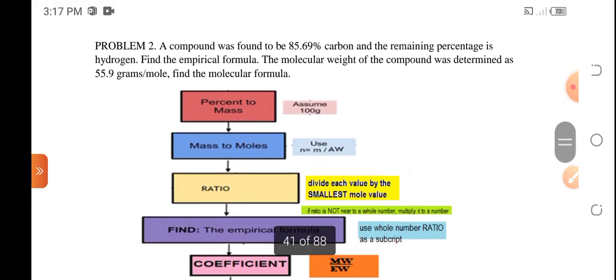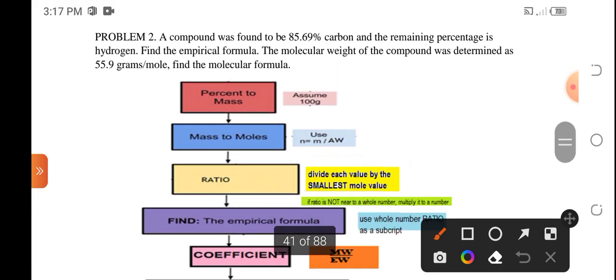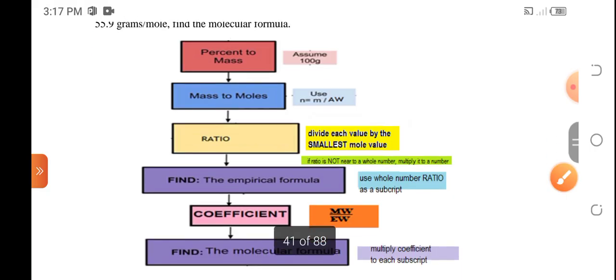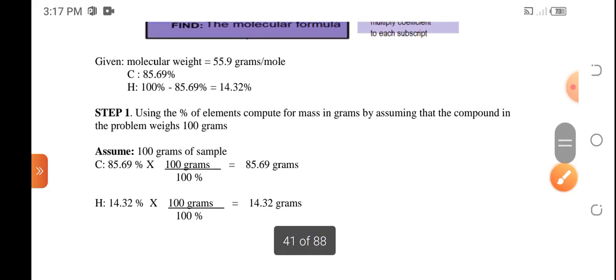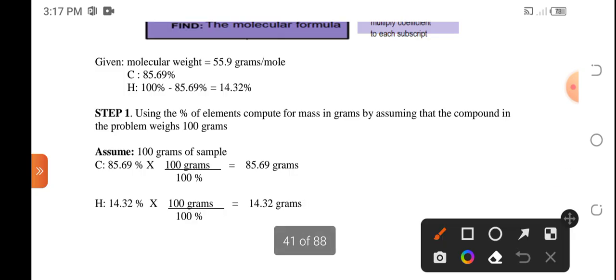So going back to the problem, 85.69% rather of carbon and the remaining is hydrogen. So for this case, hindi niya sinabi kung ilan yung remaining. But we could of course compute for that. If the compound is composed of only 2 elements like carbon and hydrogen, at sinabi na 85.69% ang carbon at remaining ay hydrogen, okay, malalaman natin by subtracting i-minus lang natin yung 85.69% dun sa 100.